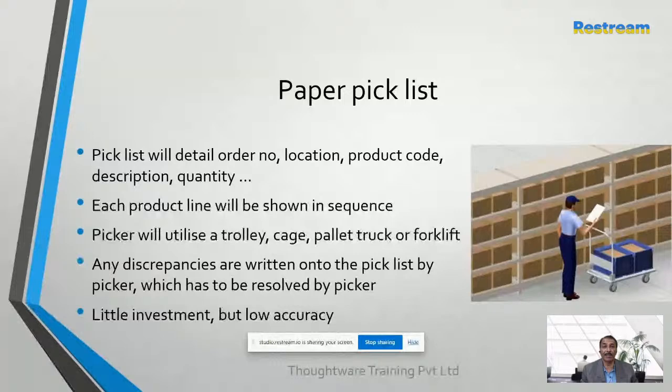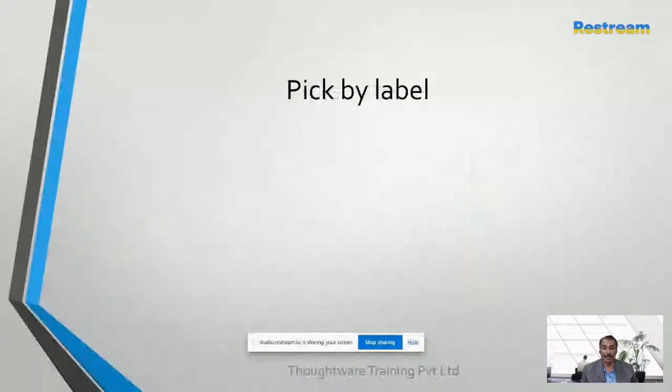When we have 500 to 600 items to be picked, it will become really difficult. Next level, which is one improved way, is pick by label. The pick list will have stickers which will provide the part number, location, code, everything which the picker has to pull from the sheet.